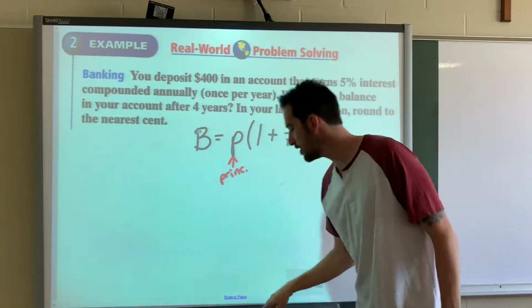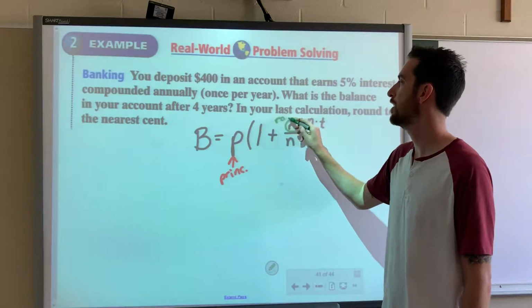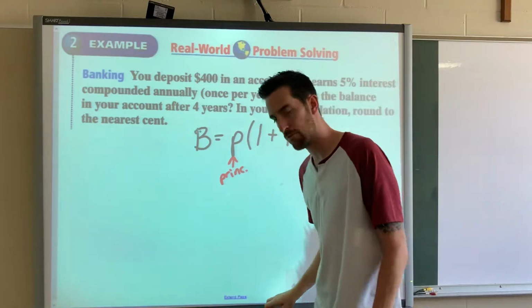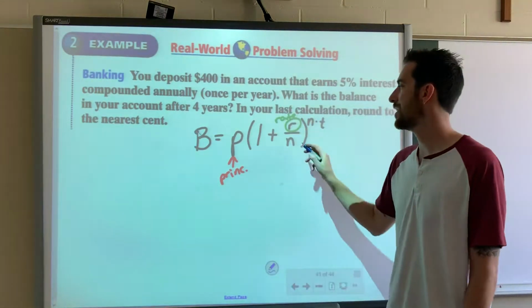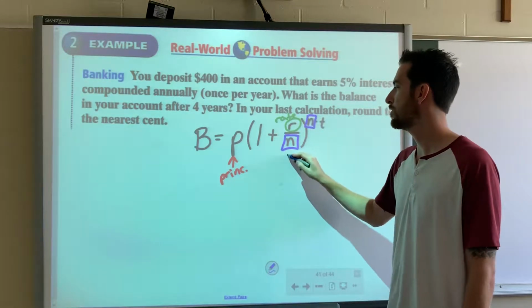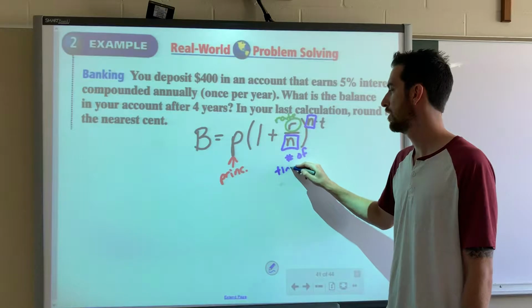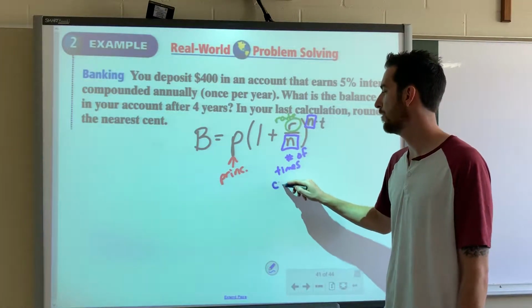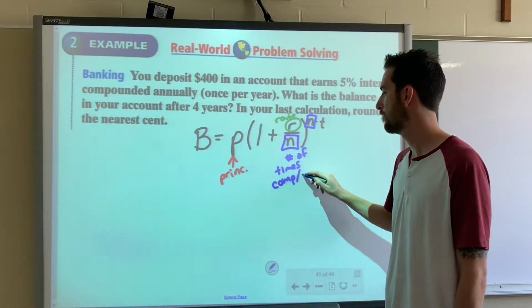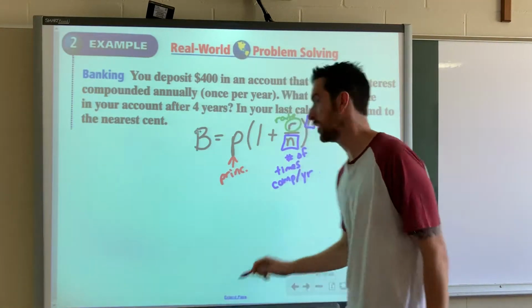R is the rate, which we've done already. It has to be in decimal form. The new thing is this N. This is the number of times compounded per year. And then T is still the same thing, it's the number of years.